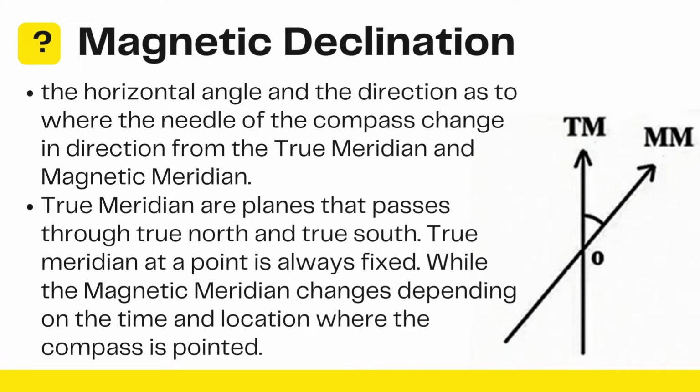These are points in the compass that are fixed, while the magnetic meridian, or labeled in the picture as MM, capital MM, are points that change depending on the time and location where the compass is pointed. Now, the horizontal angle formed in between this true meridian and magnetic meridian is what we call the magnetic declination. The magnetic declination may be classified into two types. One is the east declination, and the other one is the west declination.